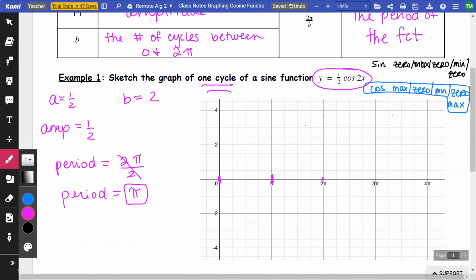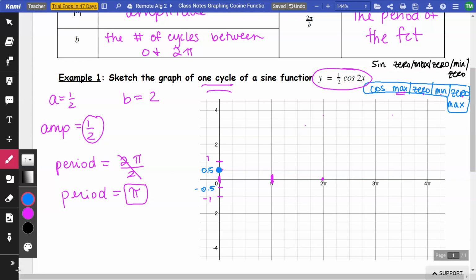Okay, so I know I'm going to start with a maximum, then a 0, then a minimum, then a 0, and then end with a maximum. Well, my maximum is at the same y value as my amplitude. So if my amplitude is 1/2, that means my maximum is going to be at 1/2. So this would be 1, this would be 1/2. So my maximum occurs at 1/2, or 0.5. Then down here, this would be -1. So this would be negative 0.5, sorry.